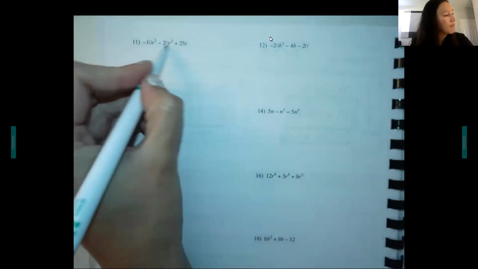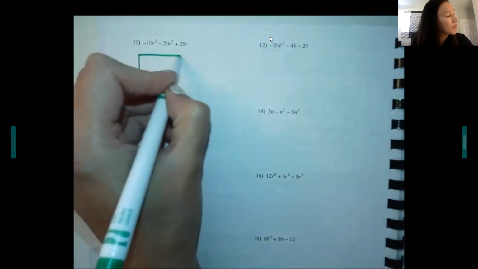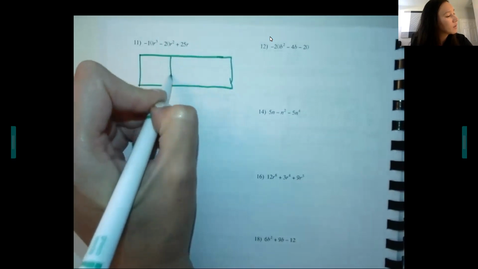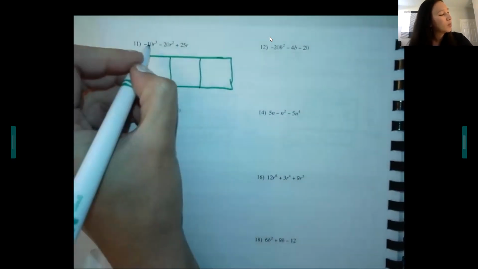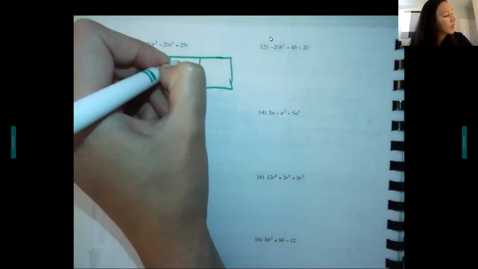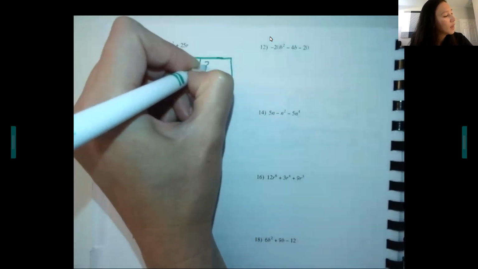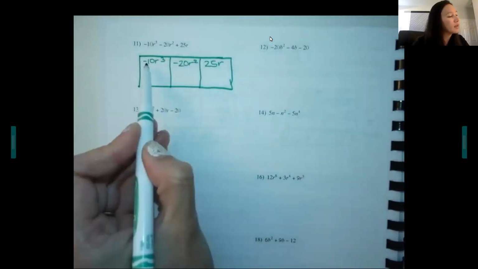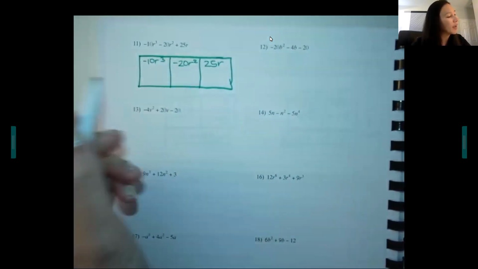And so now we have the trinomials, we have 3 terms. So since we have 3 terms, we're going to need 3 boxes. So we're going to put 1 in each box. So we have -10r cubed, -20r squared, and 25r. And as you get used to it, you don't always have to write it in here. You can just start by expanding.